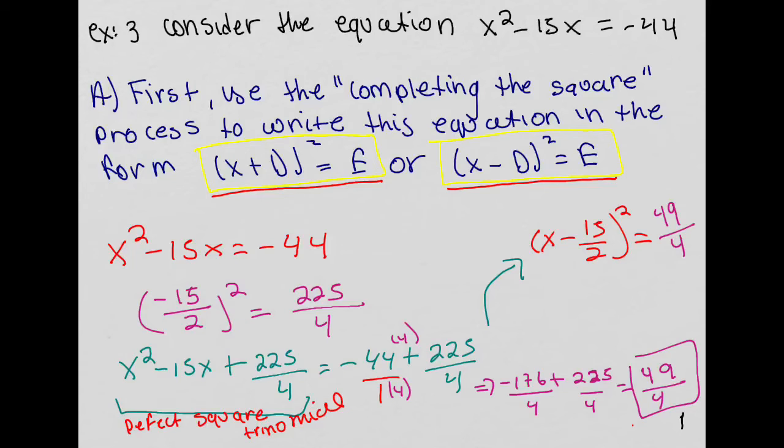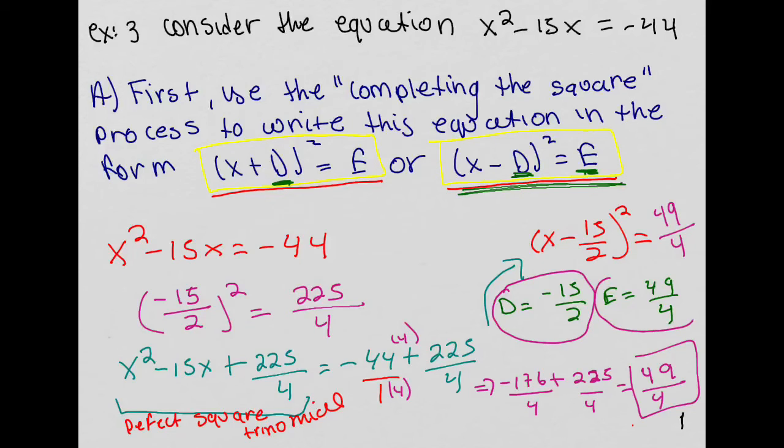So now part A wants us to put it into that format. So we can say, let's see, what do they want to know? D is negative 15 over 2. That's what D equals. And E, we're dealing with this side right here, is, what is it? Yeah, E is 49 over 4. And those are my two answers for part A.